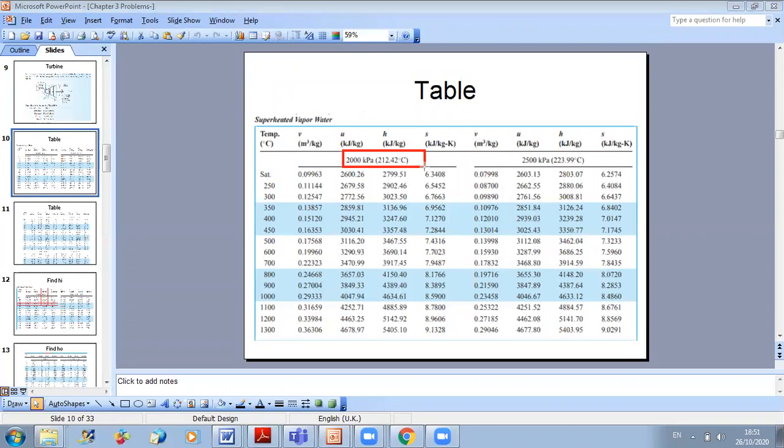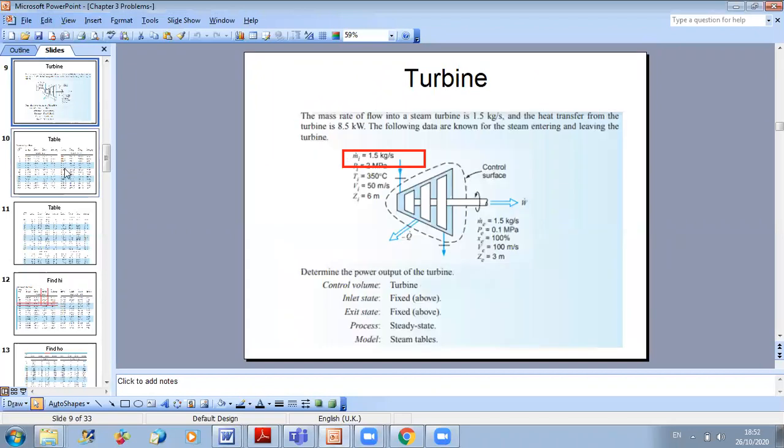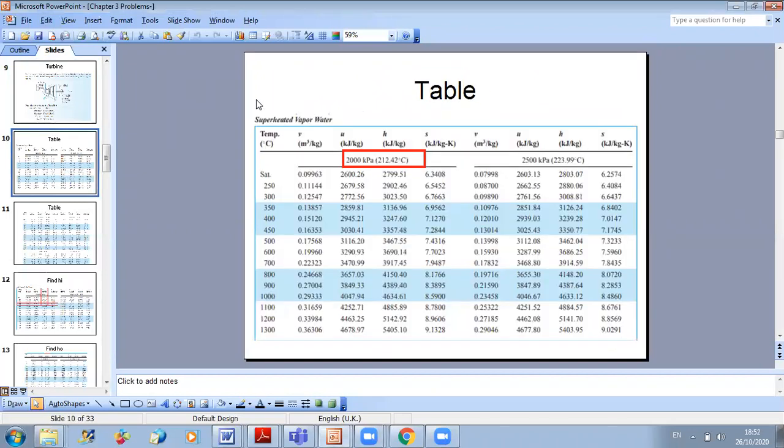And as you can see, as predicted, the temperature here is higher than the saturated temperature, which is 212.42. Our temperature at inlet is 350 degrees. So what we will do is the following. We will go to 350, it's here. We take this line, and then we want to find the enthalpy, H. We can read here that the intersection between the two is 3136.96. So this is H inlet, okay?